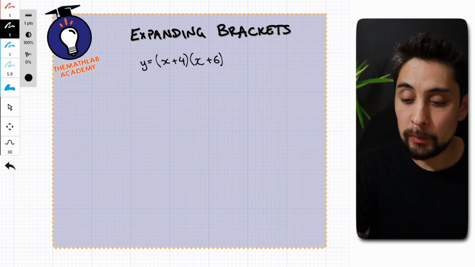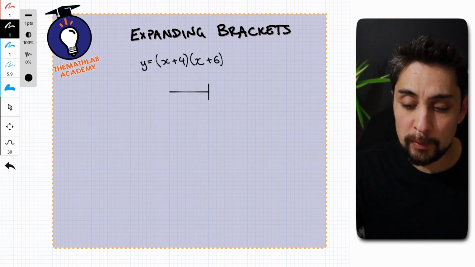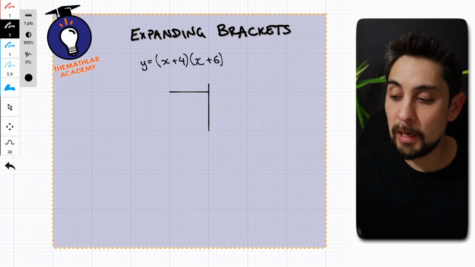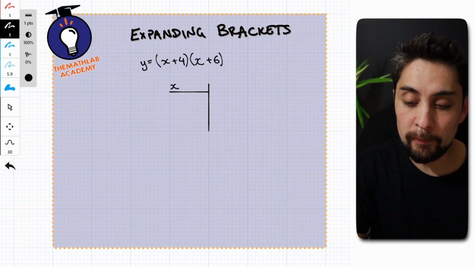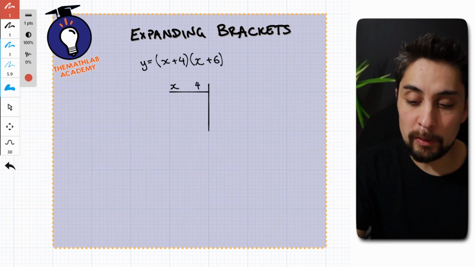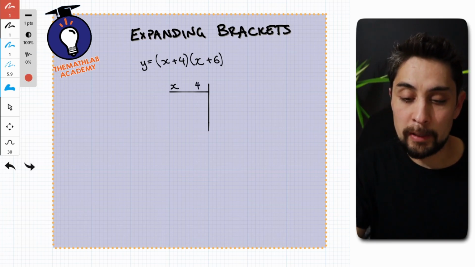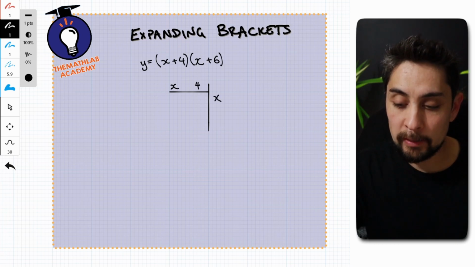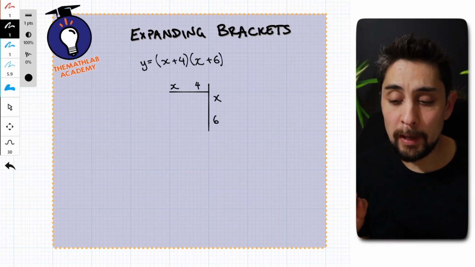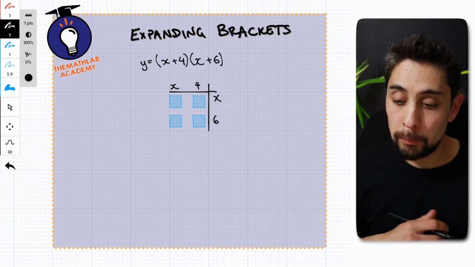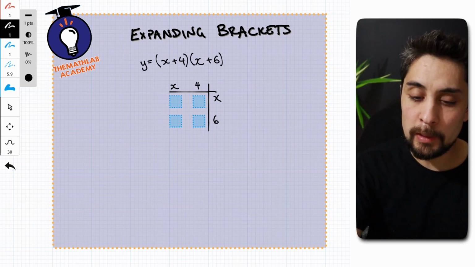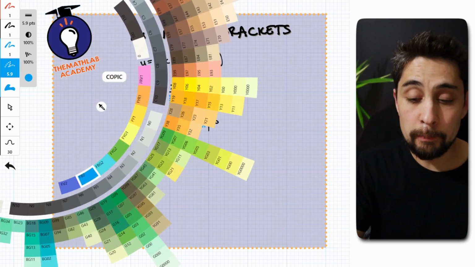So the first thing we'll do is just set up a grid, and it doesn't have to be a big grid. This is just a very small multiplication table. So in the top here we have x and 4. Those are the values from our first set of brackets. Down the side we have x and 6. Inside here we're going to multiply each of these values piece by piece. Inside each of these 4 blue boxes we're going to take the numbers on the outside and multiply them together.